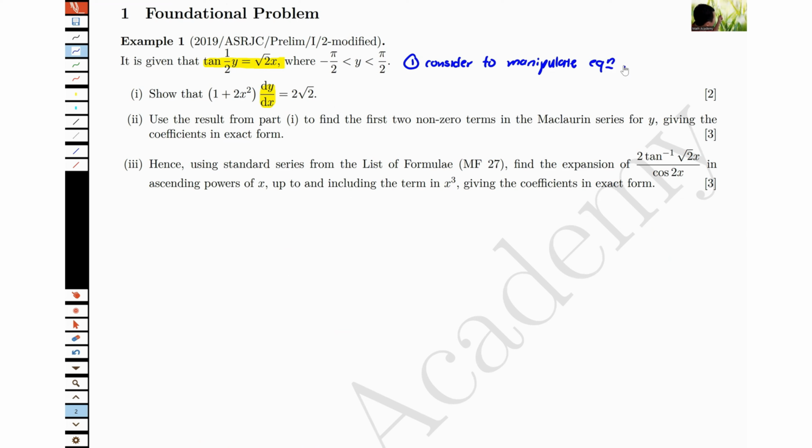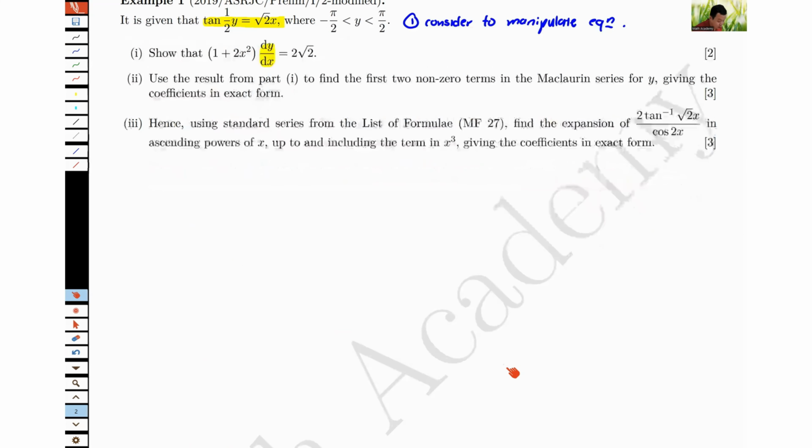Don't start thinking of whether you should differentiate straight away. Your first thing should be to go and adjust if necessary. For example here, I may want to move the tangent across. You will consider that. I may want to have this appear first. I move tangent across to the right side to get tangent inverse.